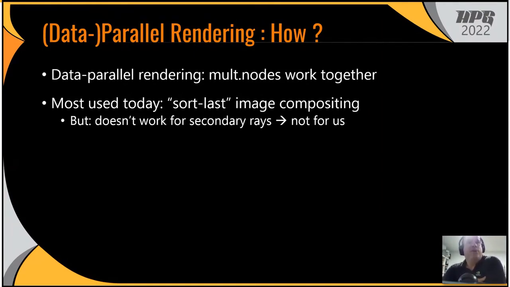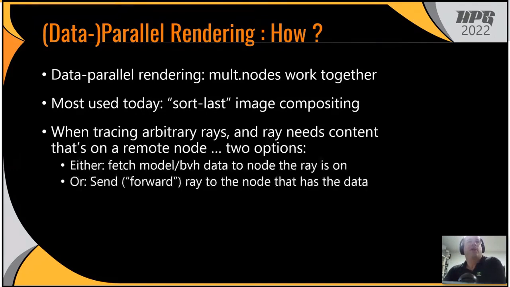The way you do that today, most of the time, is via sort last image compositing. That is a widely used technique in scientific visualization. It works great, it's fast and everything. The problem is that it doesn't easily work for secondary rays. So for ray tracing and path tracing, it's not so useful, so that's not for us.